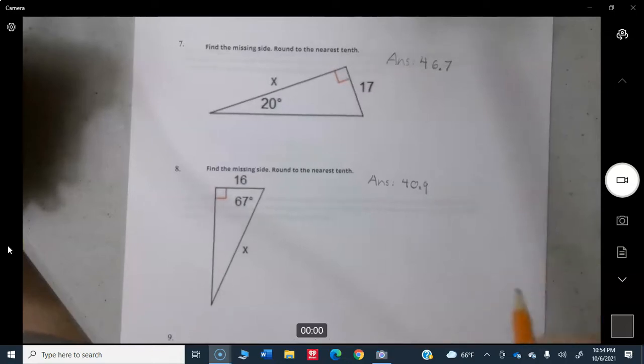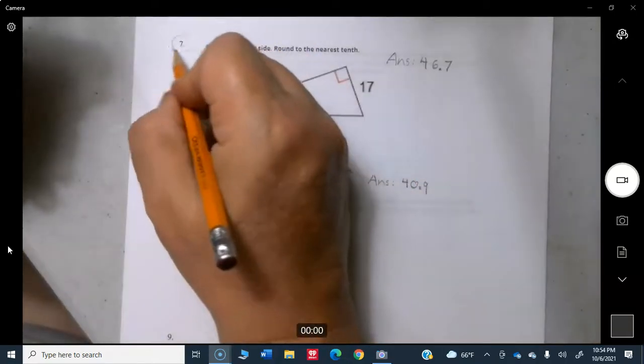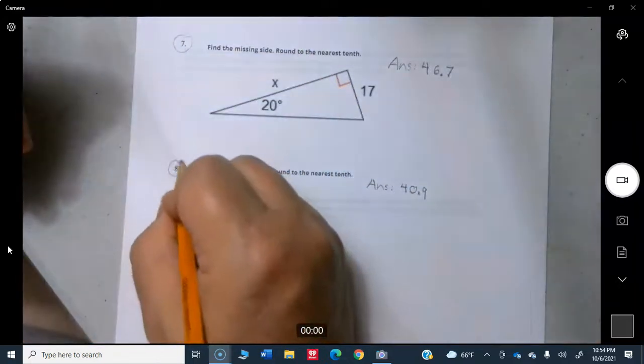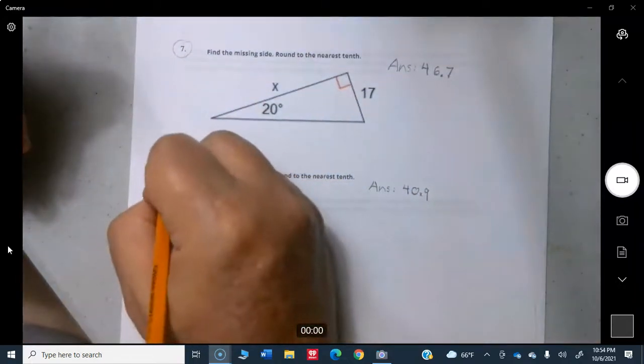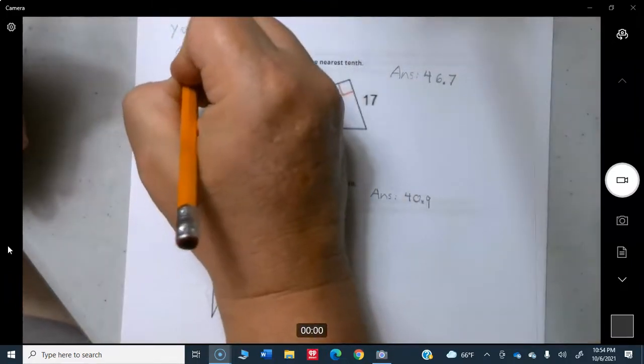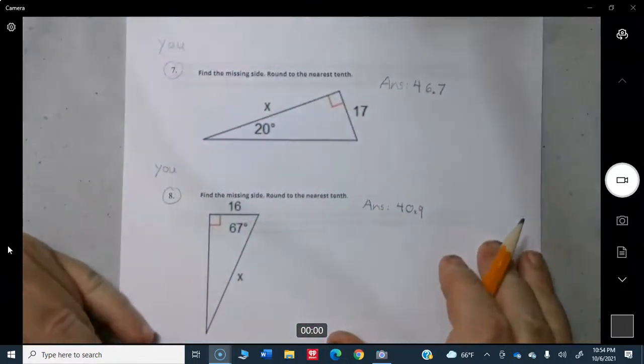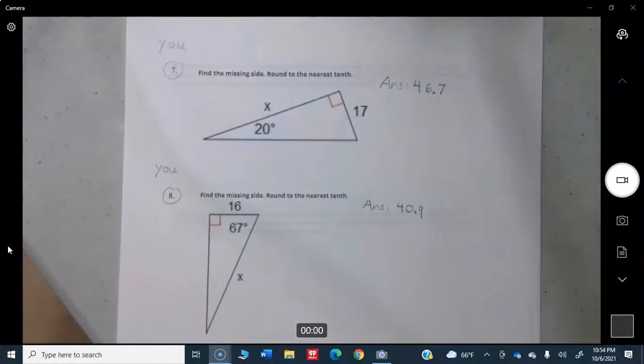Okay, so here are the answers to 7 and 8. Those are going to be your problems. You do those. Again, you have to show your work. You can't just write that down. All right, so you do those two. They're done exactly like the ones before.